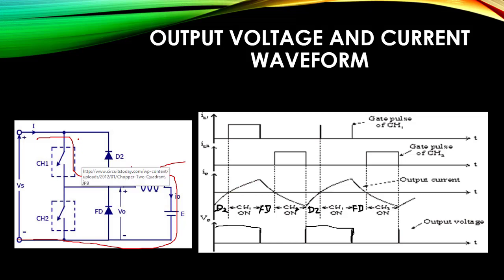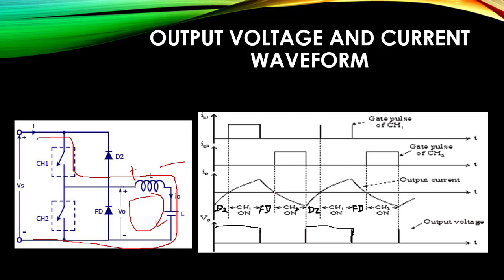this switch is off. Then this inductor releases its energy through this path, so the output current is positive. Now the freewheeling diode conducts and the inductor discharges. This is the discharging current. So at this time, the freewheeling diode conducts.